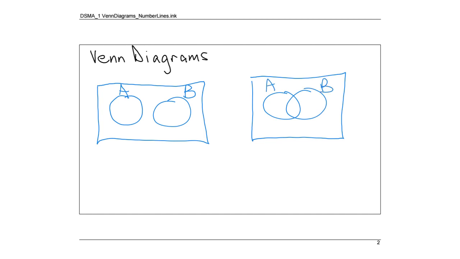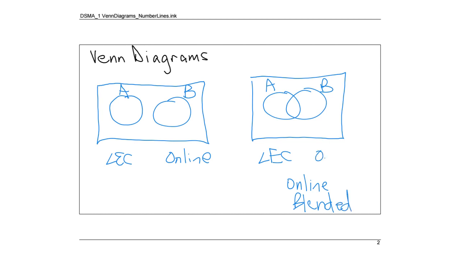Maybe set A are my lecture classes, set B are my online classes. So those two don't have any intersection normally, the way we talk about those two classes. However, if I include that I have lecture classes and then I have what we call online blended, which does both, and then online, then we do have what we call an intersection. So in the middle here are my classes that are both. They're both a lecture class and an online class.